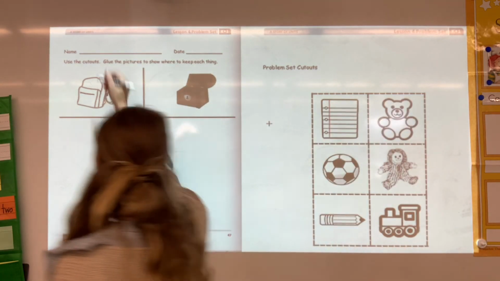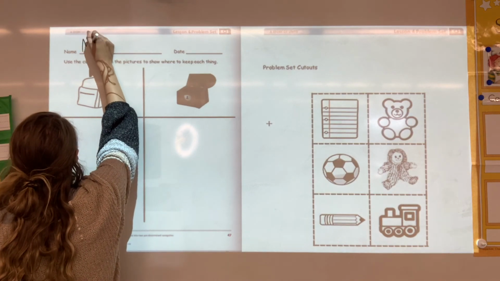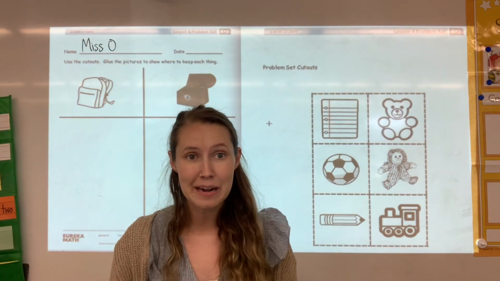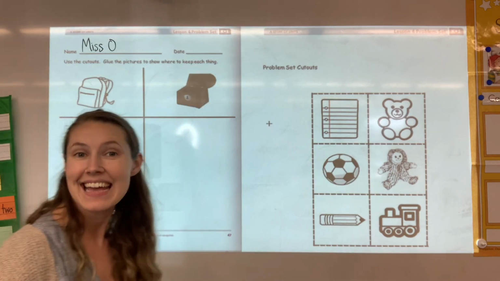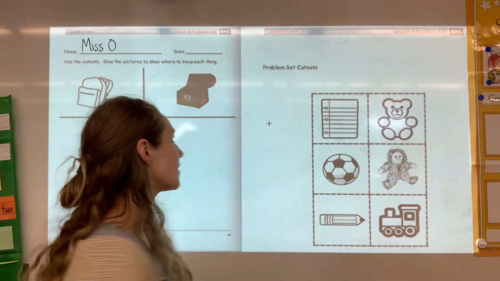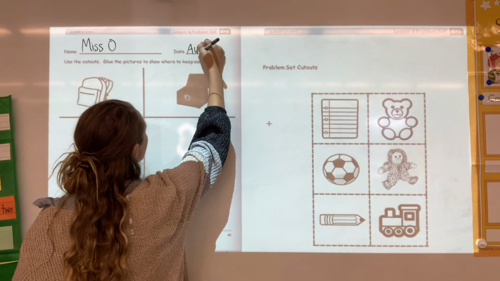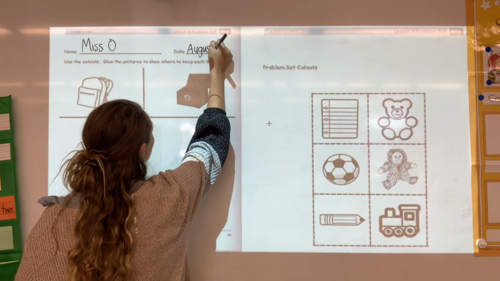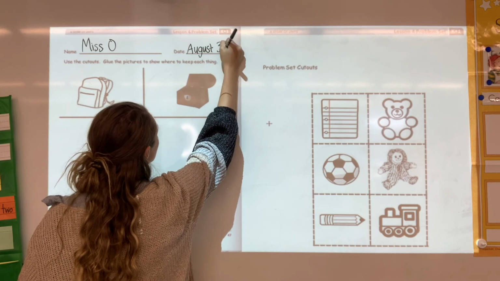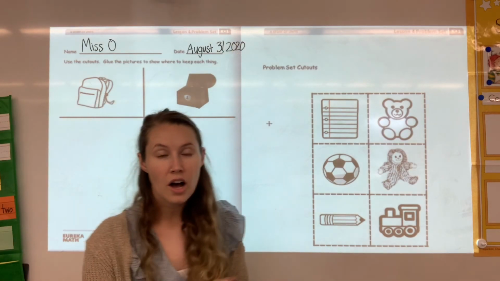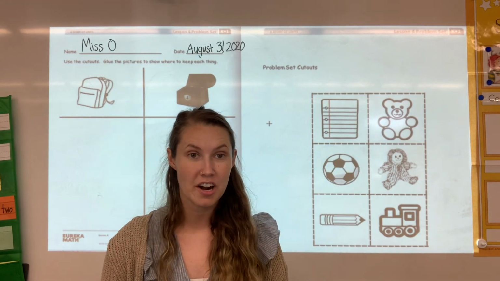So I'm going to write my name here, Miss O. And we talked about our date in morning meeting, and the date today is August 31st. So I'm going to write it with words today, August 31st, 2020. Okay, now I'm ready to get started.